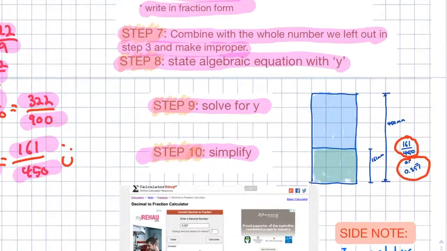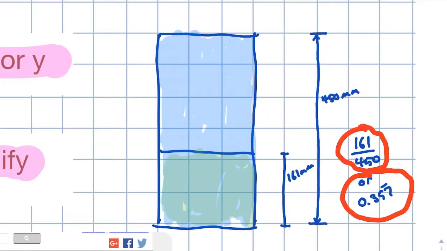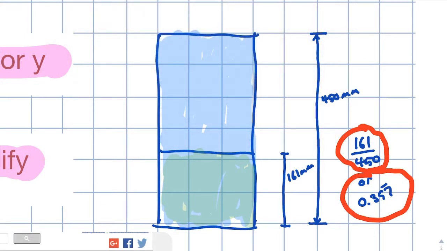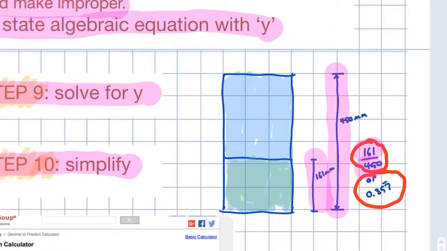Now, I thought it was worthwhile to draw a little diagram that might explain how this works kind of in real life. So if we have this rectangle here, and this rectangle is 450 millimeters in length here, and we know that 0.357 repeat is 161 of those 450 millimeters, then that kind of gives you a little visual of what's happening when you have this sort of decimal and the equivalent fraction. I hope that helps some of you.